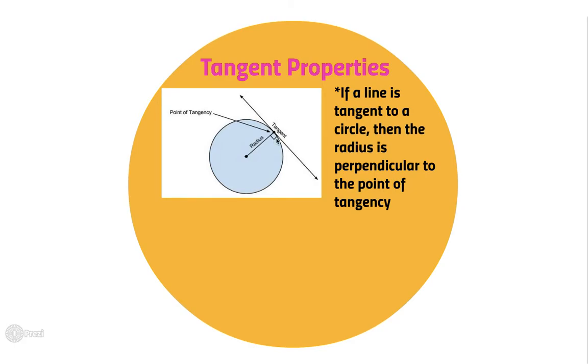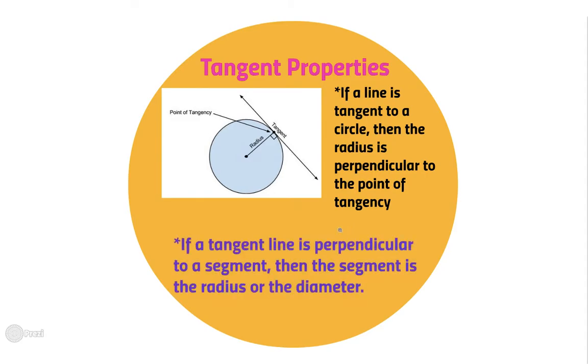And the reverse of this statement is also true. If a tangent line is perpendicular to a segment, then the segment has to be the radius or the diameter. So if you don't know what the segment is and it's perpendicular to a tangent line, that has to mean it's a radius or diameter. So keep that in mind.